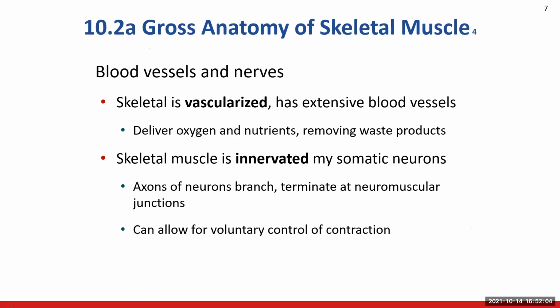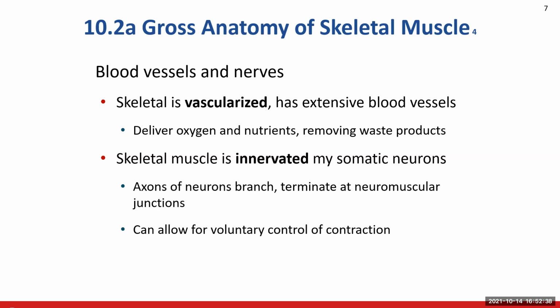All right, of course, we can't go anywhere without blood vessels and nerves. Skeletal muscle is going to be highly vascularized, obviously. Muscle does a lot of work, and if it does a lot of work, it's going to require a lot of energy, so it has a high metabolism. So we need to make sure that we can deliver the nutrients and any of the respiratory gases to and from that tissue. Also, skeletal muscle tissue is innervated by nerves, specifically by somatic neurons.